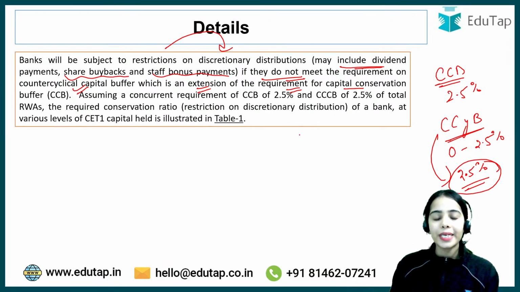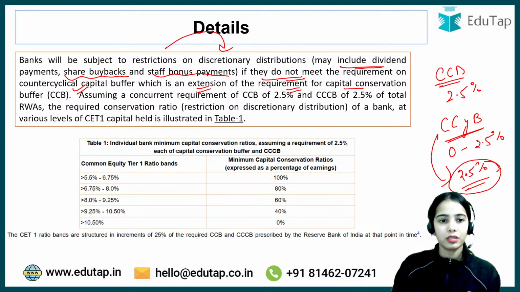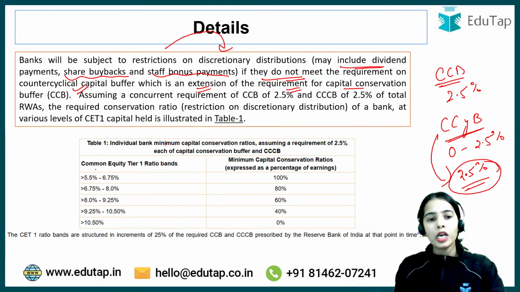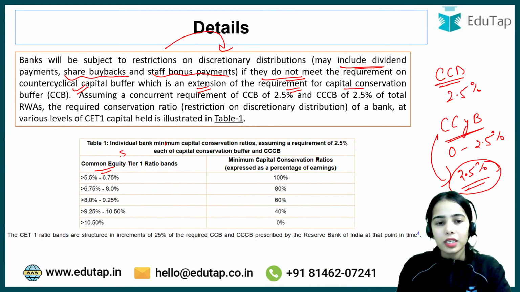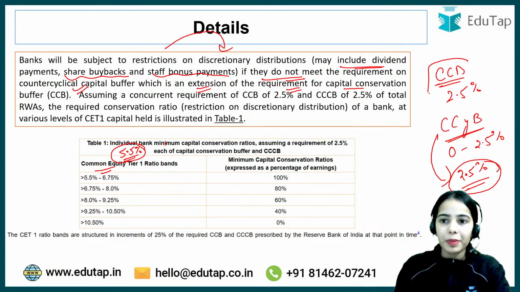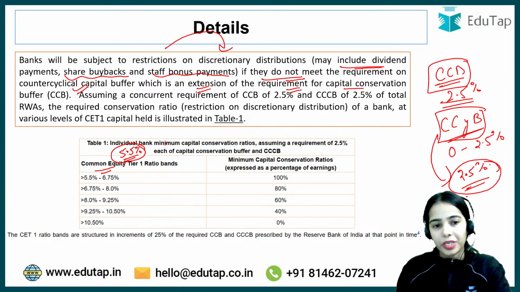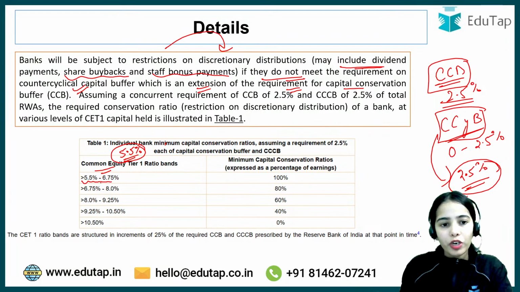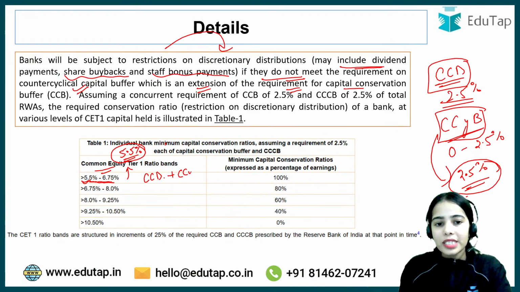Okay. So let's say this is the table that is showing you that for common equity tier 1, the banks have to maintain common equity tier 1 of 5.5%. Let's say the capital conservation buffer is 2.5% and counter cyclical capital buffer is 2.5% that is mandated by the RBI. But let's say the banks are following 5.5% to 6.75% of common equity tier 1 capital. That means they are not completing their capital conservation buffer and counter cyclical capital buffer.